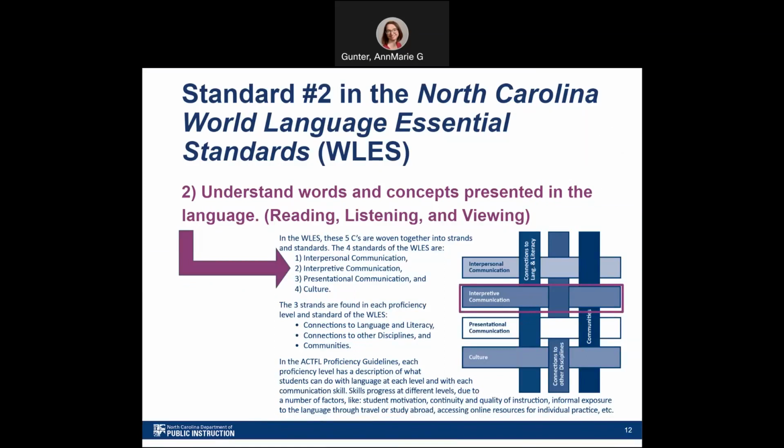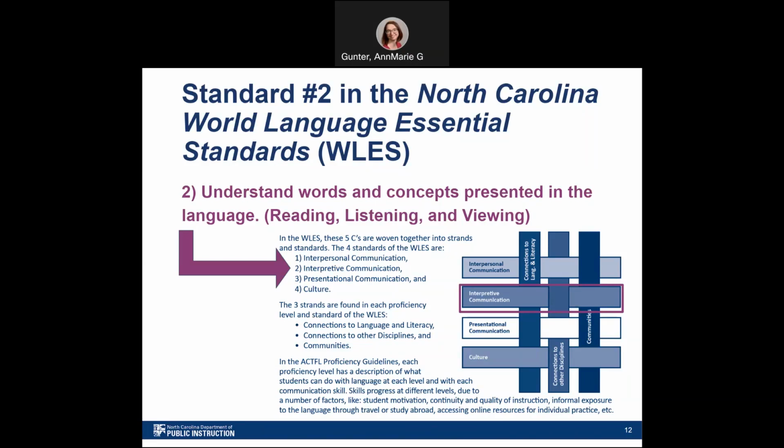So, standard number 2 is understand words and concepts presented in the language. Keep in mind, this is a wide array of things because when we think about reading, listening, and viewing, there are lots of resources that we could bring in the classroom for our students to use so that they can begin to understand words and concepts presented in the language.